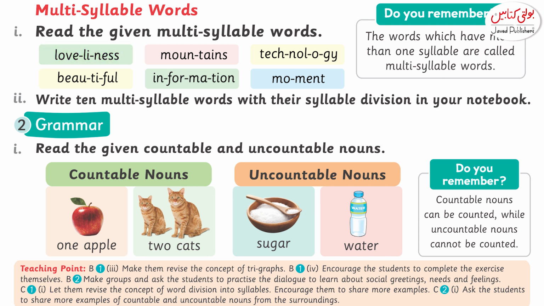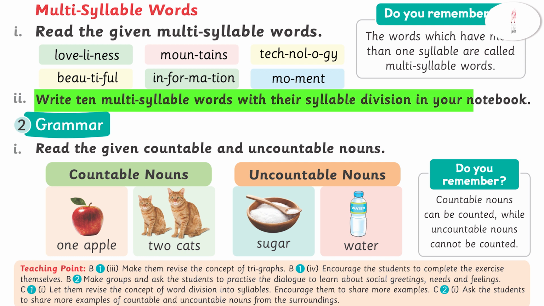The next word is mountains. Mountains. Number 3, technology. Technology. Fourth word is beautiful. Beautiful. Fifth word is information. Information. And the last word is moment. Moment. Write 10 multi-syllable words with their syllable division in your notebook.